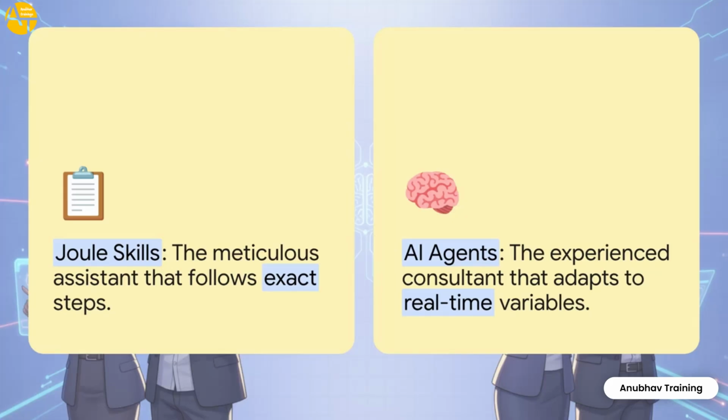And this brilliantly illustrates the showdown, right? On one side, you have the meticulous assistant, your Joule skills, highly predictable, step-by-step execution. On the other, the experienced consultant, your AI agents, adaptive and ready to reason through real-time variables. It's definitely not about one being better than the other. It's just about deploying the exact right digital teammate for the job at hand.